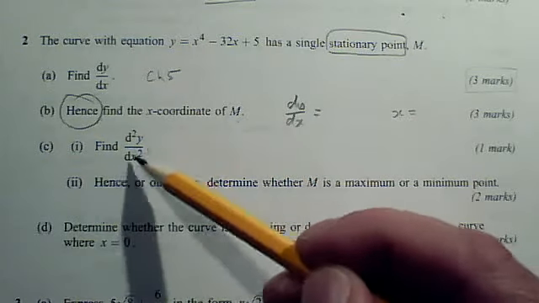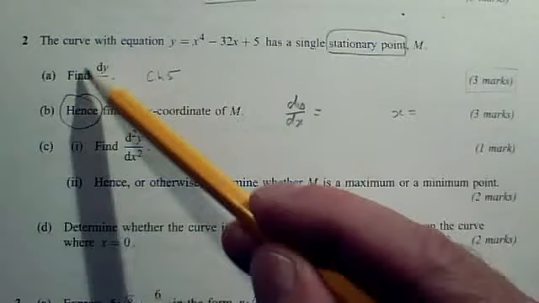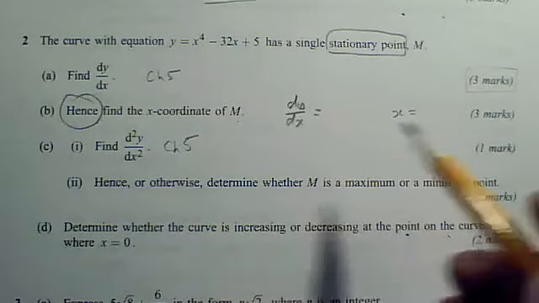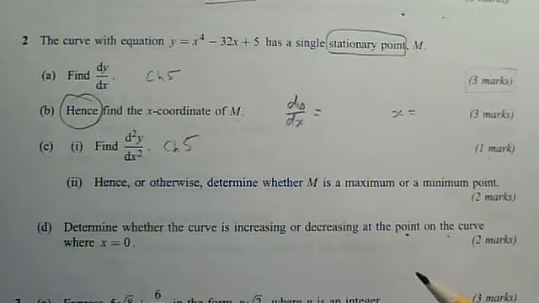In part C, find d2y by dx squared. That means you differentiate your dy by dx again, so operate your chapter 5 rule again, and this time there's only 1 mark because you've already proved you can differentiate.